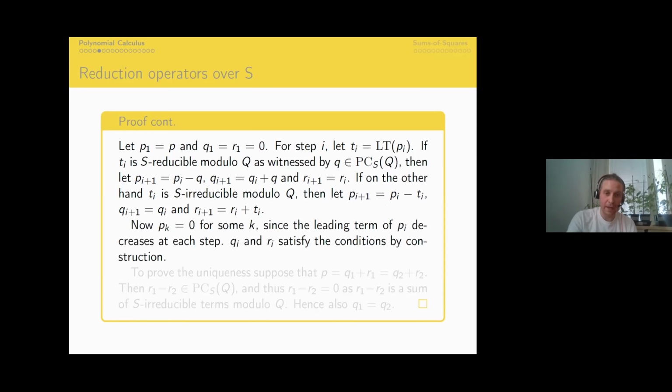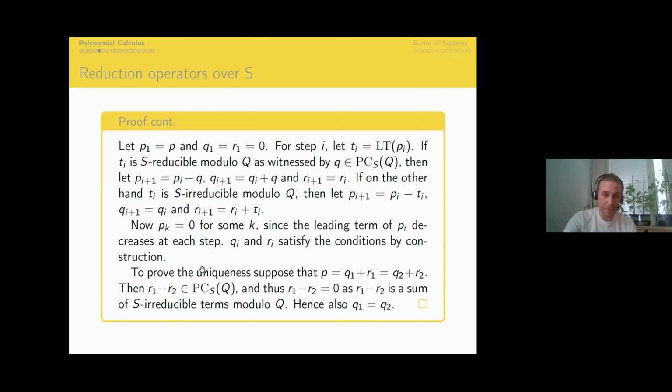Okay, and now at some point this pk is 0 because you are always taking away the leading term from the polynomial. And by construction, these qi and ri satisfy the conditions we ask from them. And uniqueness proof is then standard.